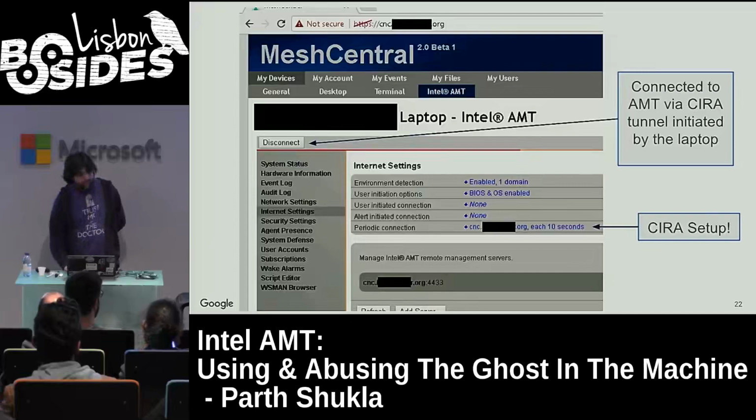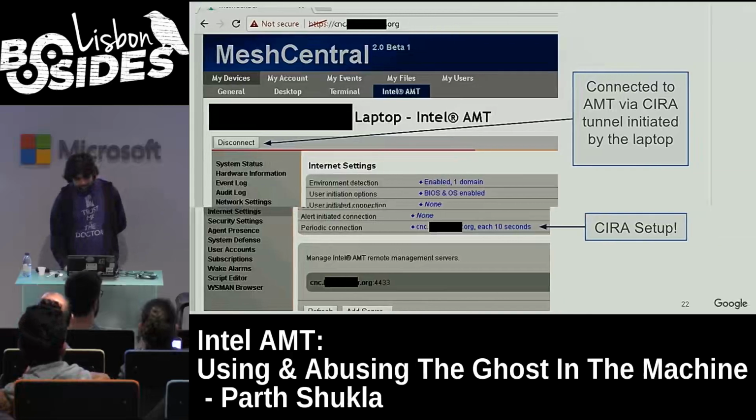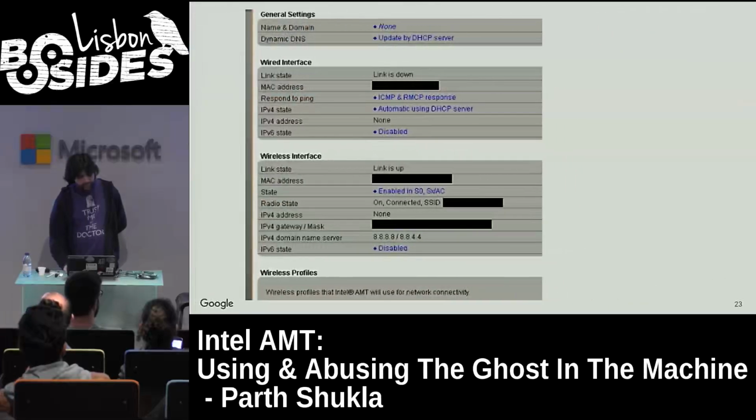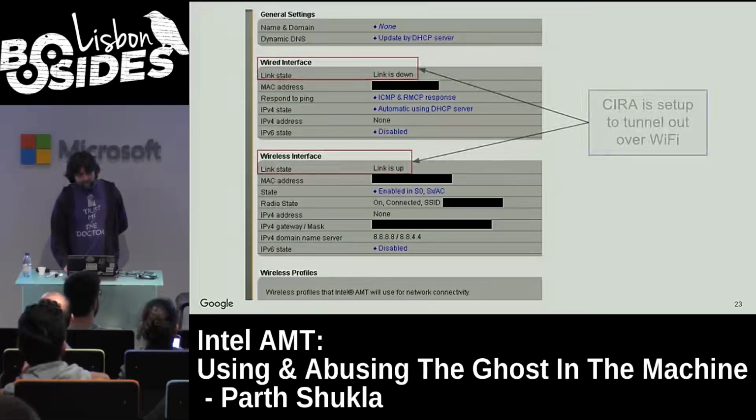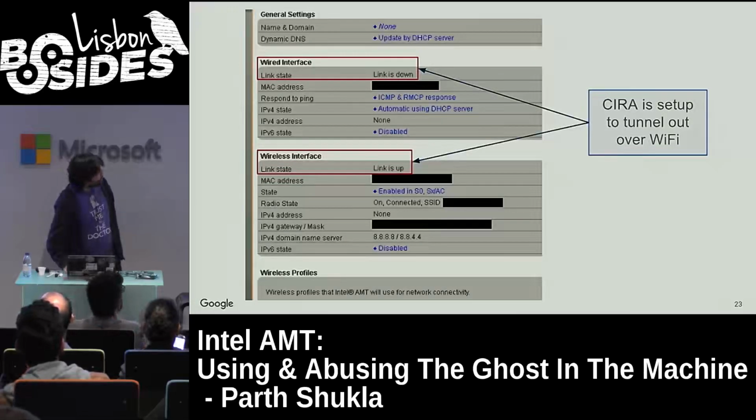In Mesh Central 2, here you can see, it takes care of the rest. I don't really have to do anything advanced. I even configured Sierra to dial out over Wi-Fi in case the LAN is down. In this screenshot, I'm connected to AMT via the Sierra tunnel, which was established over Wi-Fi. So you can see wireless link is up, wired link is down.